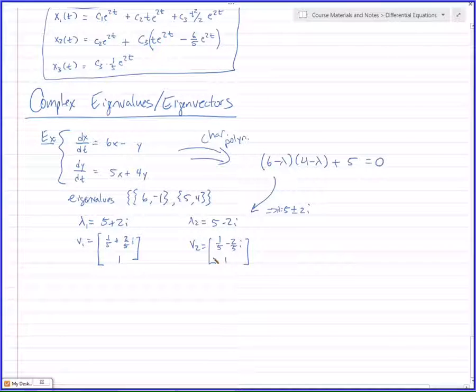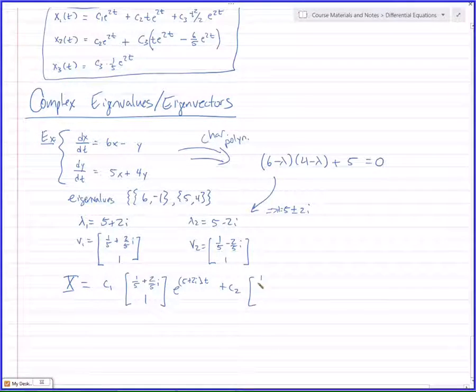The question is now, what do we do with those? Now, of course, we can use the very first case we talked about and say, aha, this is x equals c1 (1/5 plus 2/5 i, 1) e to the (5 plus 2i)t plus c2 (1/5 minus 2/5 i, 1) e to the (5 minus 2i)t. That is a true statement, but we don't like it. What do we not like about it? It's got i's in it. It's a real world problem with real coefficients, and now my solution function has i's in it.